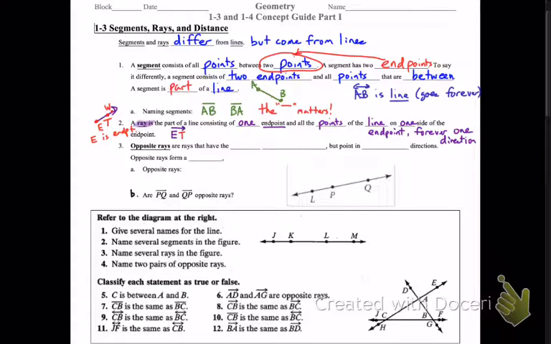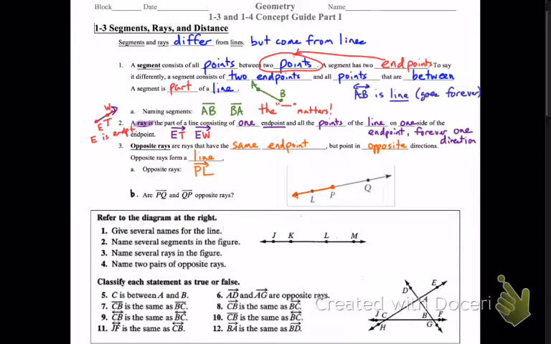If there happens to be another point on the ray, well, we can name it a different way. This could be ray EW. This could not be ray TW, because then that would say that it starts at T. But these two rays, ray ET and ray EW, are the same. Okay? They are the same. All right, opposite rays. They are rays that have the same endpoint, but point in opposite directions. When you put 2 opposite rays together, they form a line. Let's look at a couple examples.